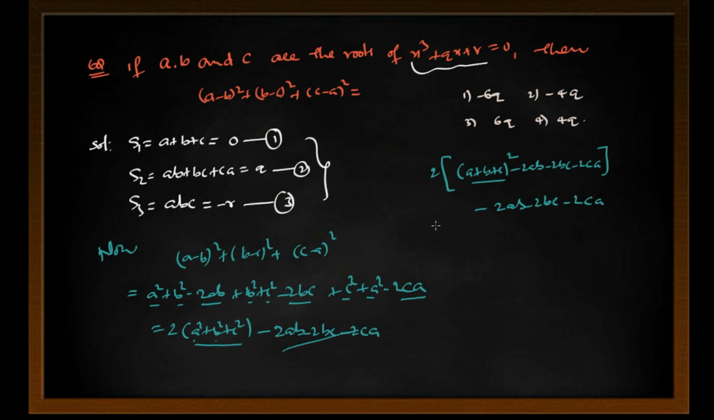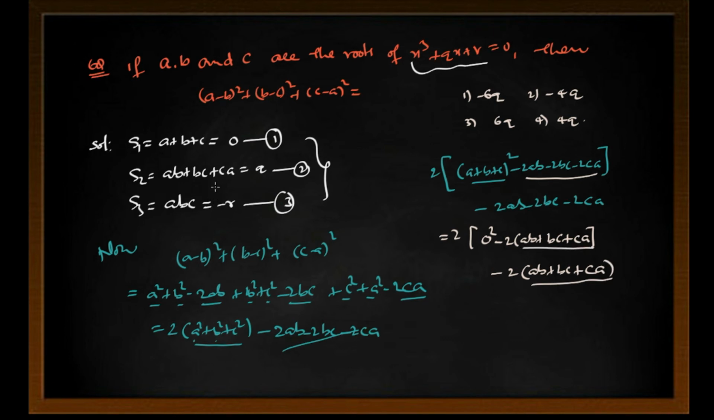So it becomes 2 times 0 square minus 2ab, 2bc, 2ca. We can take minus 2 common, so ab plus bc plus ca. And one more time, taking minus 2 common again, ab plus bc plus ca, that is q. So 2 twos are minus 4q, minus 2q, so minus 6q. Minus 6q means our first option.